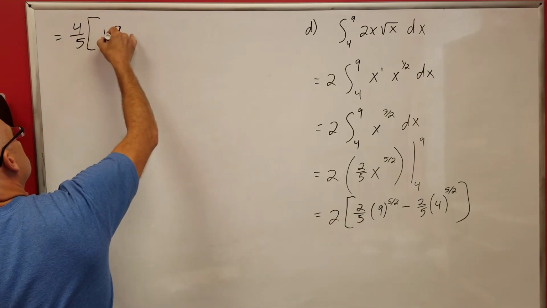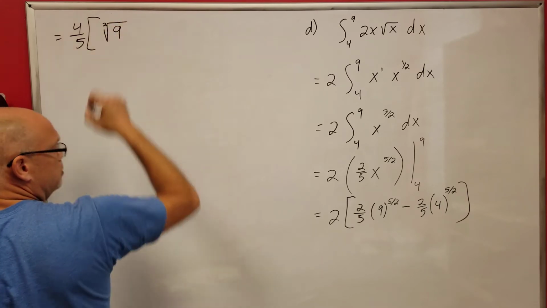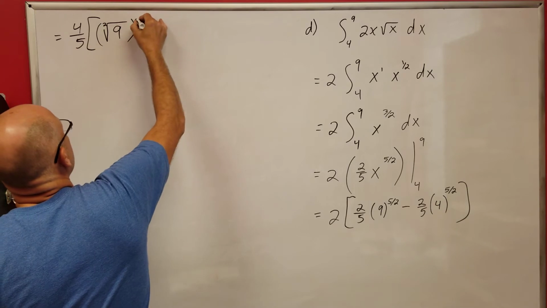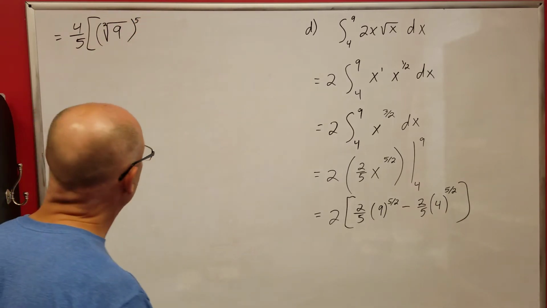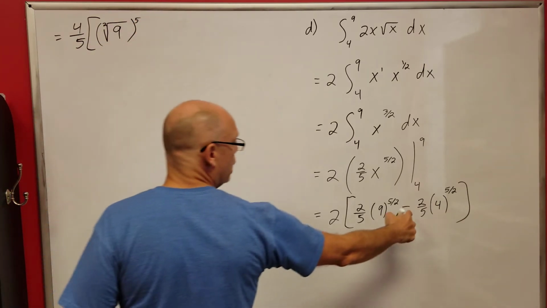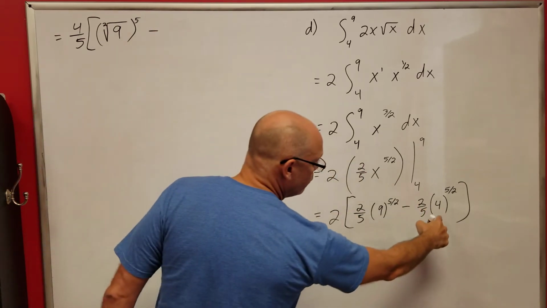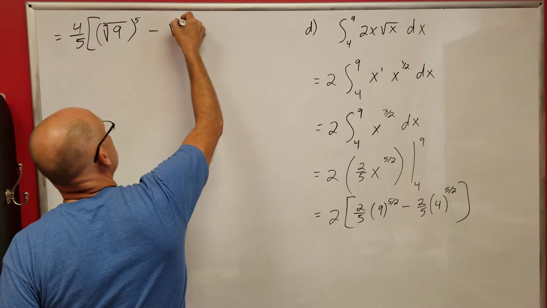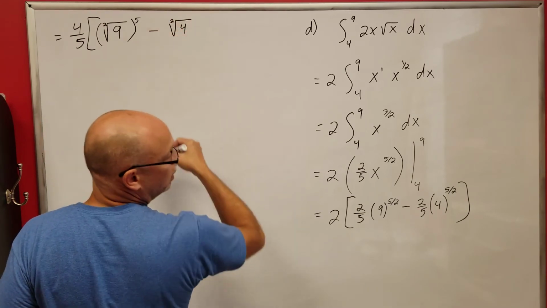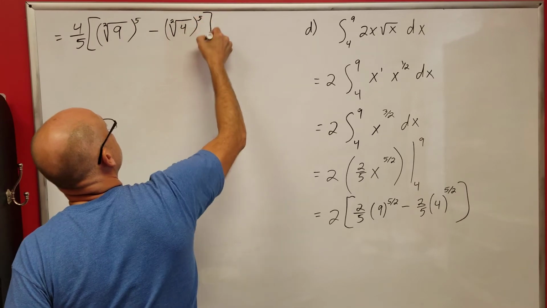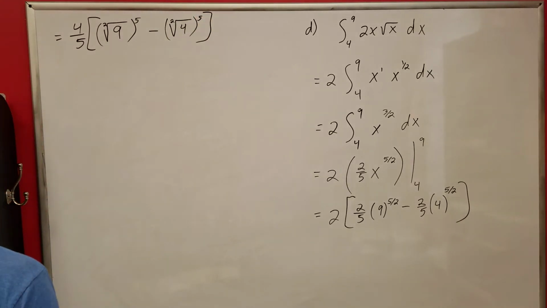Or, couldn't I write that as the square root of 9 to the 5th like that? Minus, I already factored out the 2/5. Instead of 4 to the 5/2, I could write the square root of 4 to the 5th, like that. Well, let's just calculate.